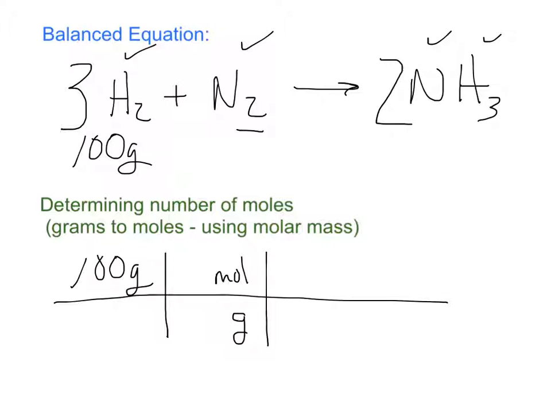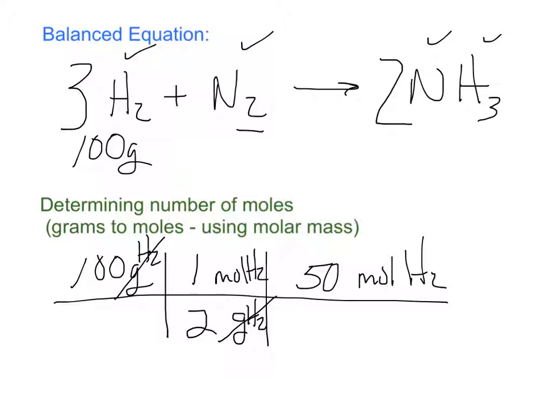Now I need to figure out, okay, I have 100 grams of hydrogen gas, and I need to turn that into moles of hydrogen. So I know that 1 mole of hydrogen gas would be whatever the weight is according to the periodic table of 2 hydrogens. Each hydrogen weighs 1 gram per mole, so this would be 2 grams. So now I can see that grams of hydrogen cancel here, grams of hydrogen cancel here. That leaves me moles of hydrogen here, and 100 times 1 is 100, divided by 2 is 50. So I would have 50 moles of hydrogen gas.